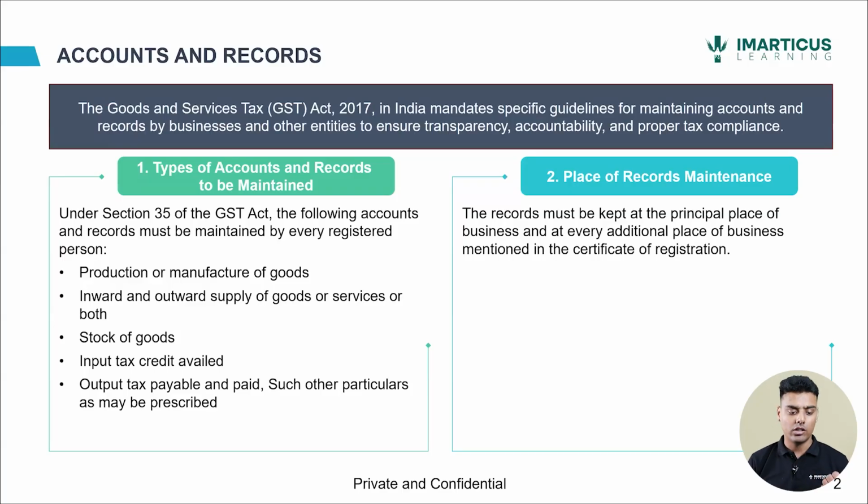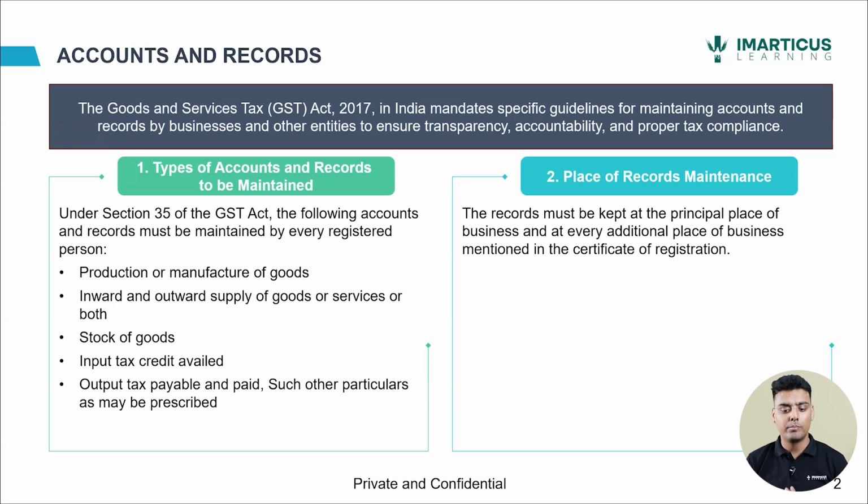So the first thing that we talked about is types of accounts and records to be maintained. The types of books of accounts to be maintained are: production or manufacturing of goods, inward and outward supply of goods, which is nothing but the purchase and sales, stock of goods movement between inter-department transfers or between different branches of a company, input tax credit availed on any purchases, and output tax paid on any sales. All of these are the minimum data that has to be maintained by any organization.